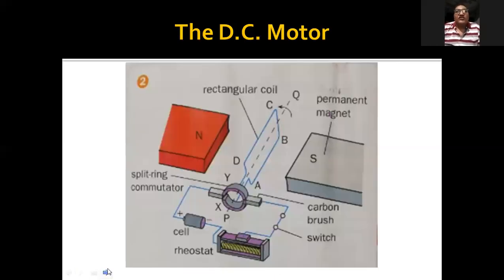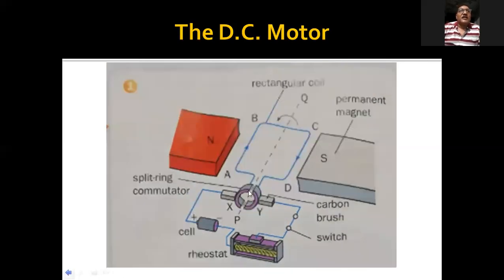Here you see again the previous coil, AB, let me show you that first. The AB side of the coil is on the left side, and the CD is on the right side. The CD is connected with the negative terminal, and the AB is connected with the positive terminal. The AB is permanently welded with the X, and the CD is permanently connected with the Y. And here are the gaps in the split ring commutator. So this is the horizontal position. That's the first diagram.